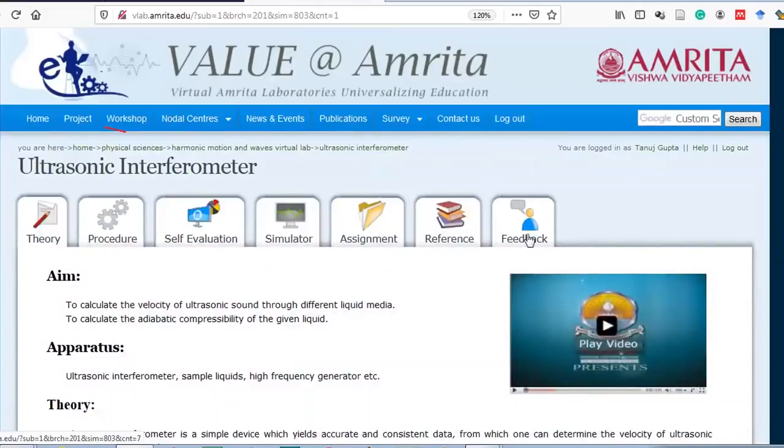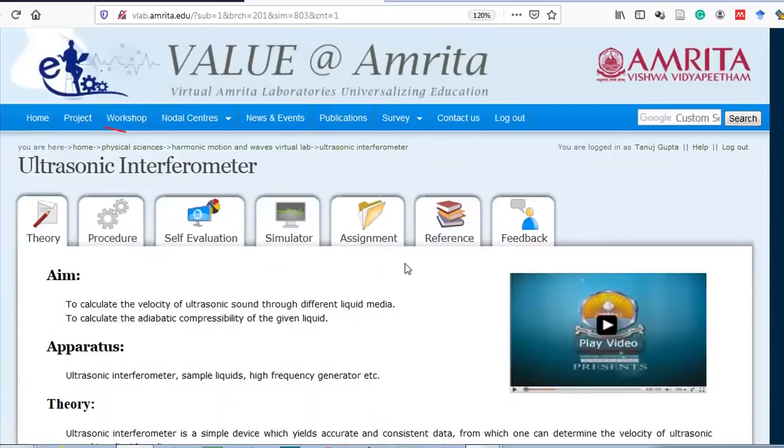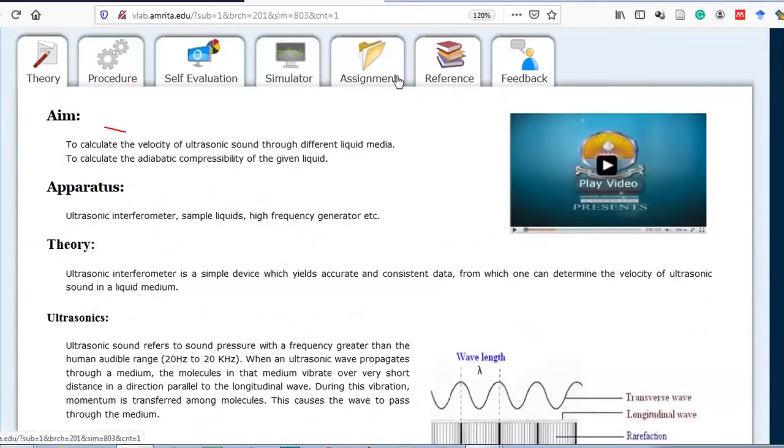So this screen will open it up. Okay, and you go further down, and now you see again on the top there are these steps which we have already seen many times, but each time they are changing as per the experiment. So first is the theory tab, second is the procedure, third tab is the self evaluation, fourth is the simulator, fifth is the assignment, sixth is the reference, and the last is the feedback.